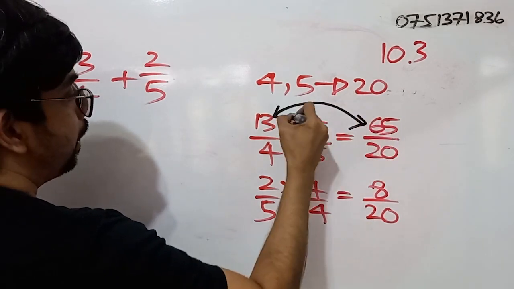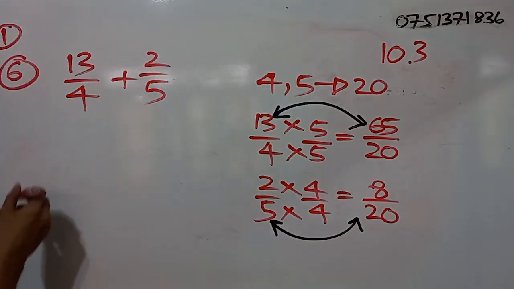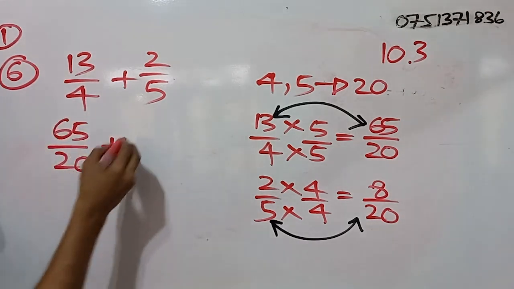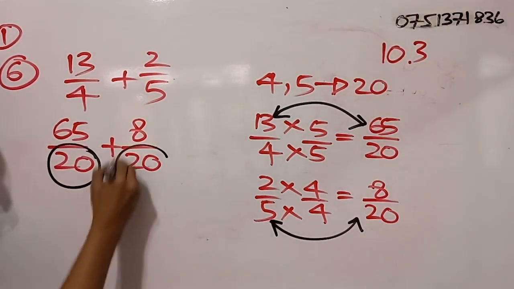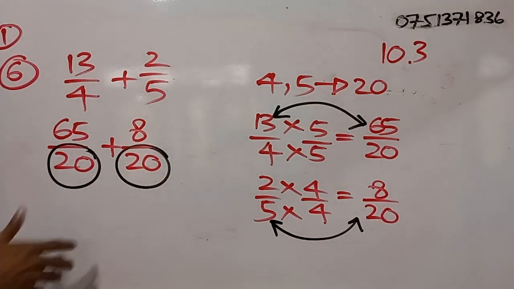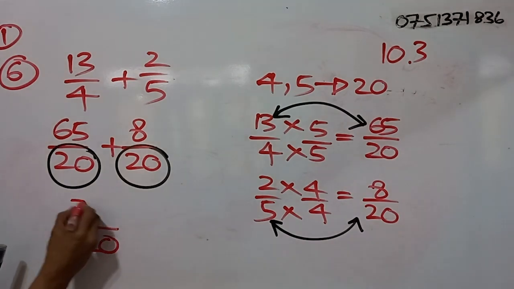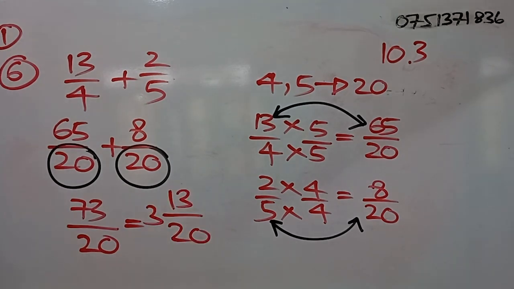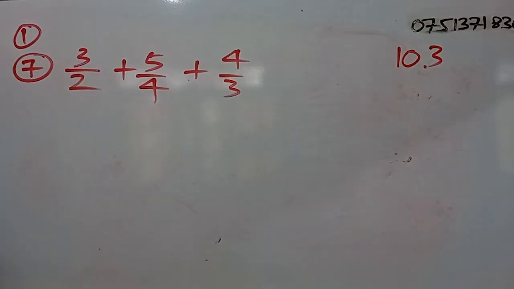Now these two fractions are equivalent fractions. In the same manner, these two fractions are also equivalent fractions. So instead of 13 by 4, I can write 65 by 20. And also instead of 2 by 5, I can write 8 by 20. Now both fractions have the same denominator. So I can do the addition process. So the answer will have the same denominator, which is 20. What will be the numerator? 73. So again, this is what? Improper fraction. So I have to convert this into a mixed number. So when I do that, what do we get? 3 and 13 by 20. So that's the answer.